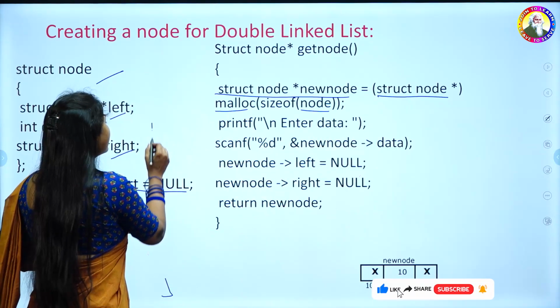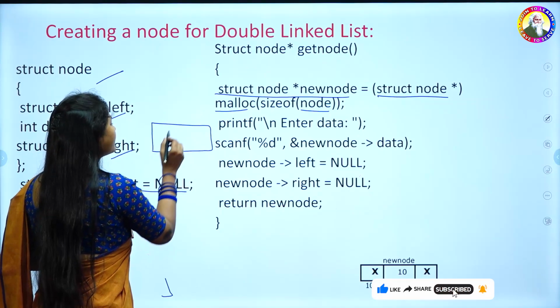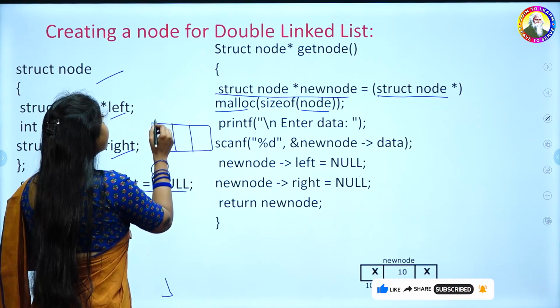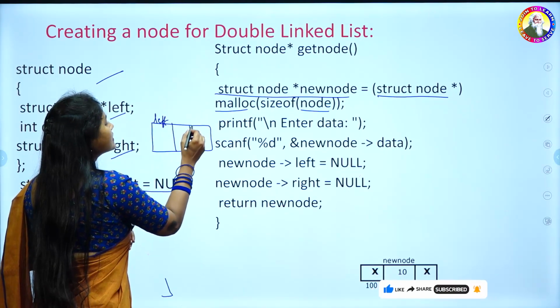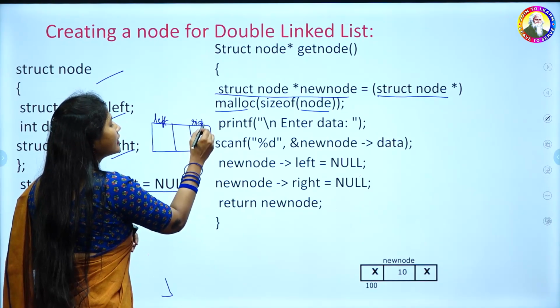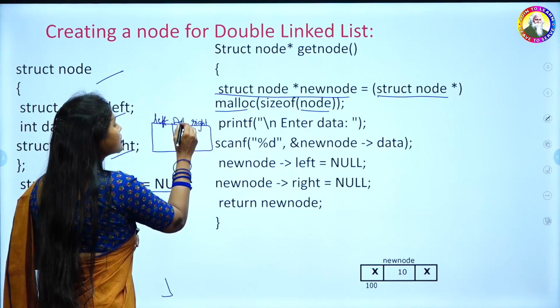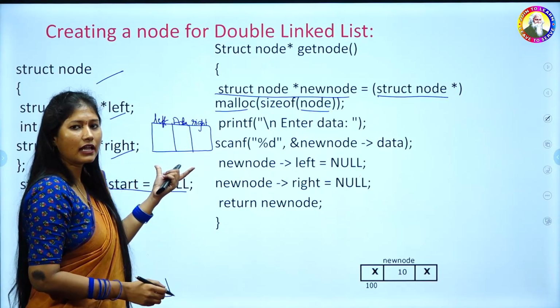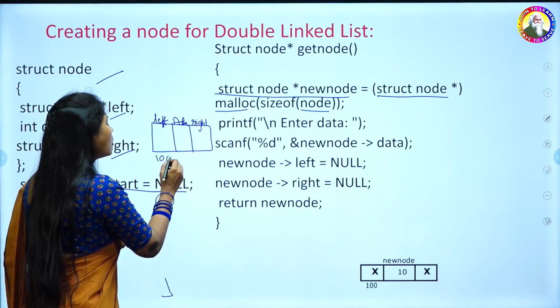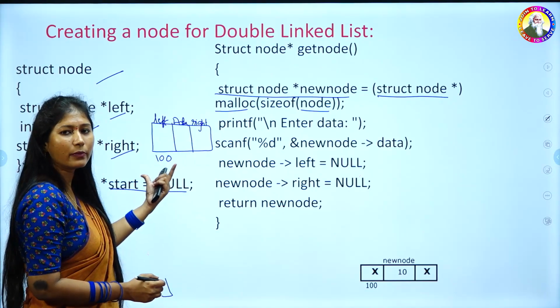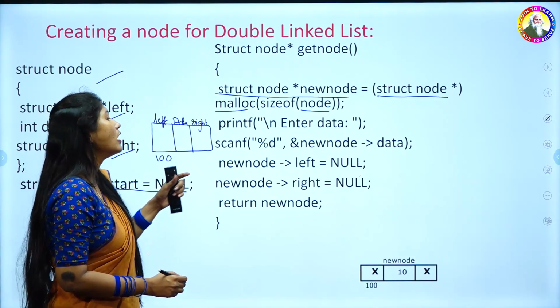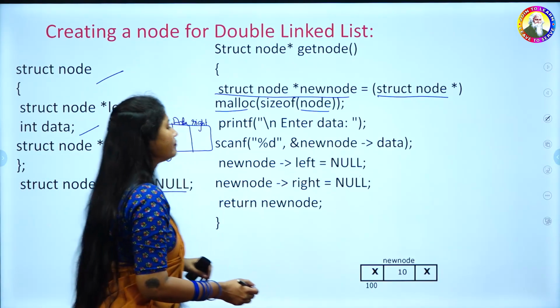With this one, what happened here? A node is created, and here the left one is this one and the right one will be here, and this is a data section. This is the element with the 100 malloc. Whenever you use that malloc, some memory is created for this particular node. After this one, enter the data.